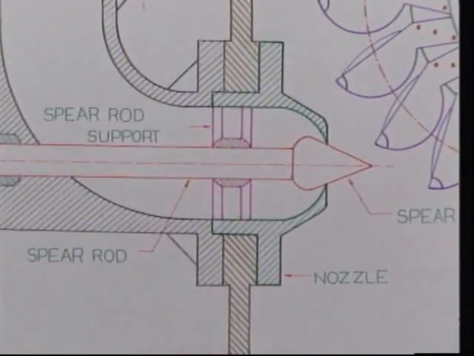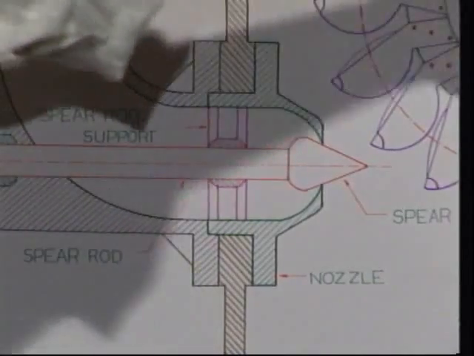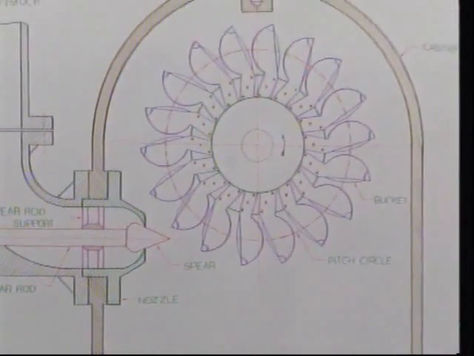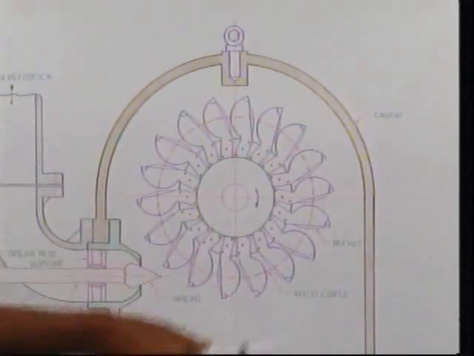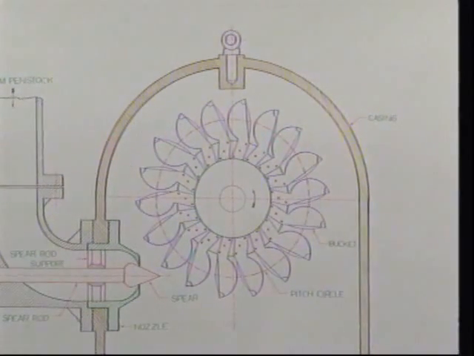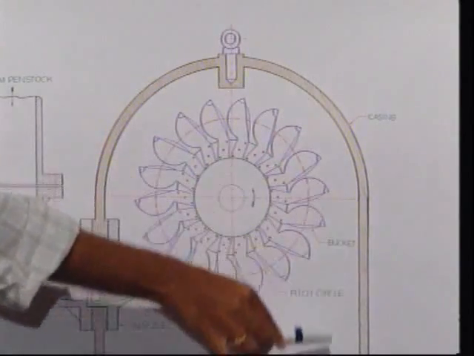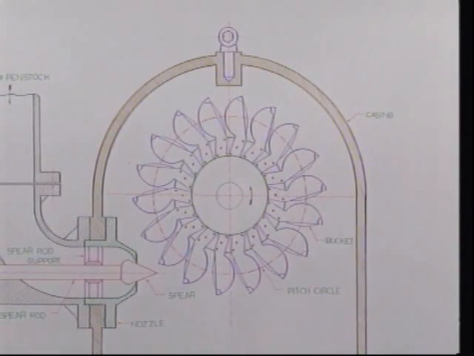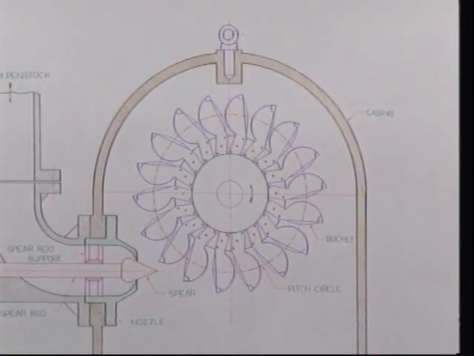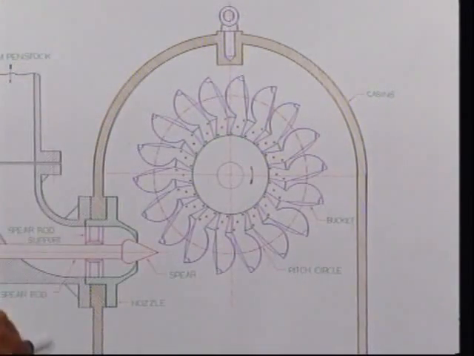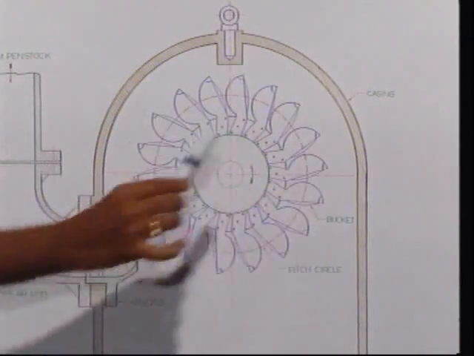A casing is provided to prevent the splashing of water and to lead the water to the tail race, which has not been shown in the figure. Here another purpose of the casing is to prevent any accidents. In this particular turbine, in this Pelton wheel, there is no hydraulic function of this casing. It is only to reduce the splashing of water.